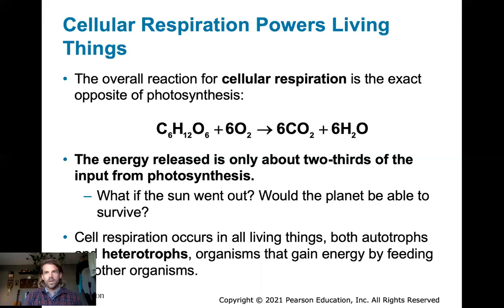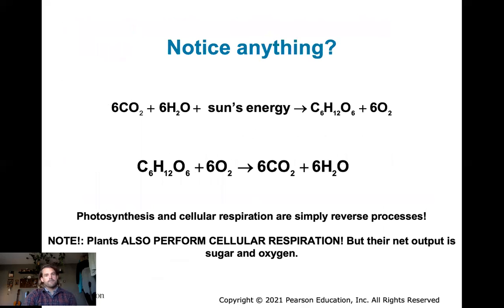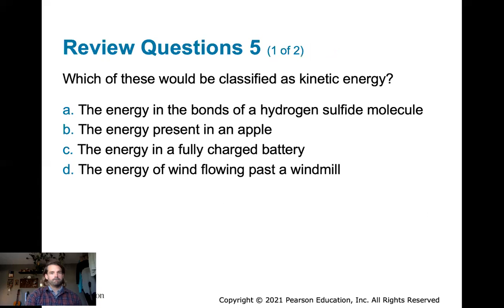So I don't want you to come away from this lecture with the notion that for some reason plants don't perform cellular respiration. They do, they just perform photosynthesis at a rate that's higher than the rate of cellular respiration, and therefore the net product of a plant is O2 output, okay? Okay, so notice anything. Photosynthesis and cellular respiration are simply reverse processes. I've just given you a slide with both equations right there, and they've just been flipped essentially for simplicity's sake. And again, plants also perform cellular respiration, but their net output is sugar and oxygen.